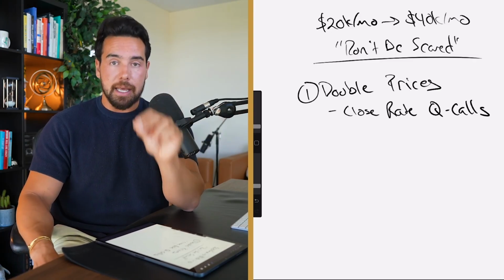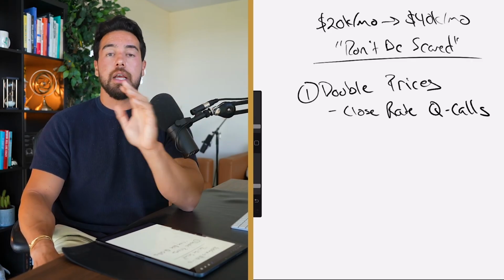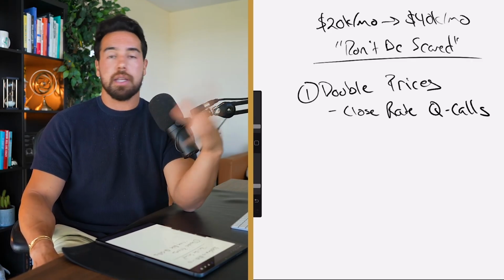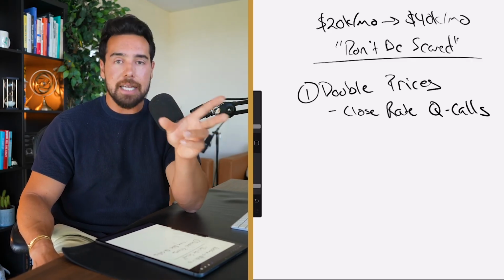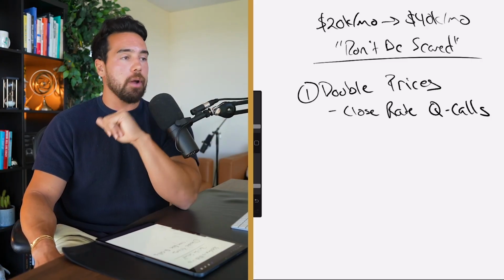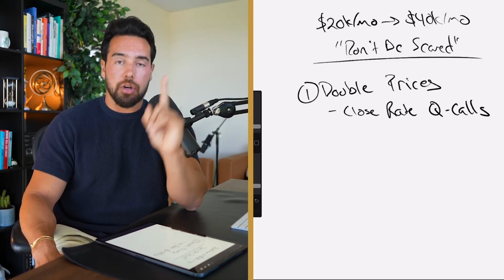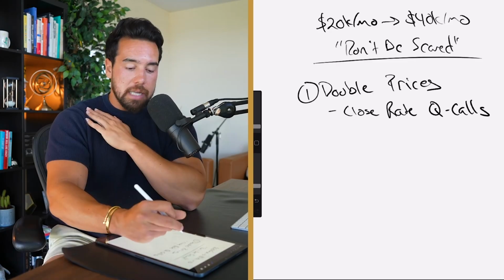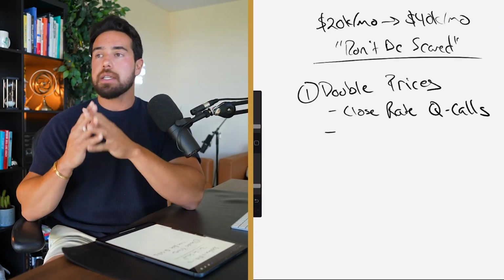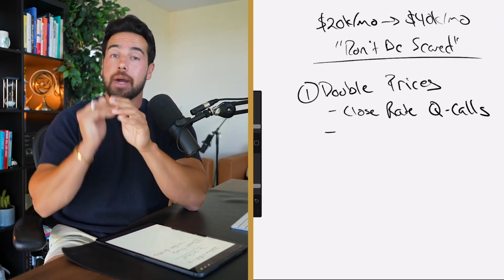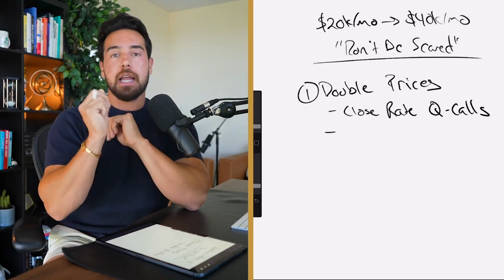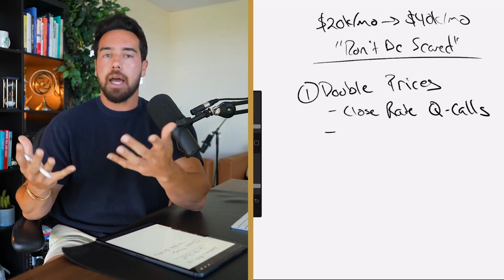But we need to isolate that variable because, like anything else, we're not going to just immediately double our price point and say, okay, that's it. We want to run a test and see if it beats out our own price point. So the first thing you do is you identify your close rate on qualified calls. The second thing you can do is you could try to increase your price point by 30%, by 50%, by 80%, but why not just double it?